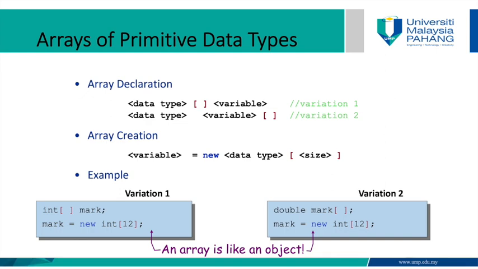And then array creation. When you want to create the array, you write the variable equal new, then write the data type, and in the square bracket you put the size of the array. So let's look at the example here. We have examples for both variation 1 and variation 2.